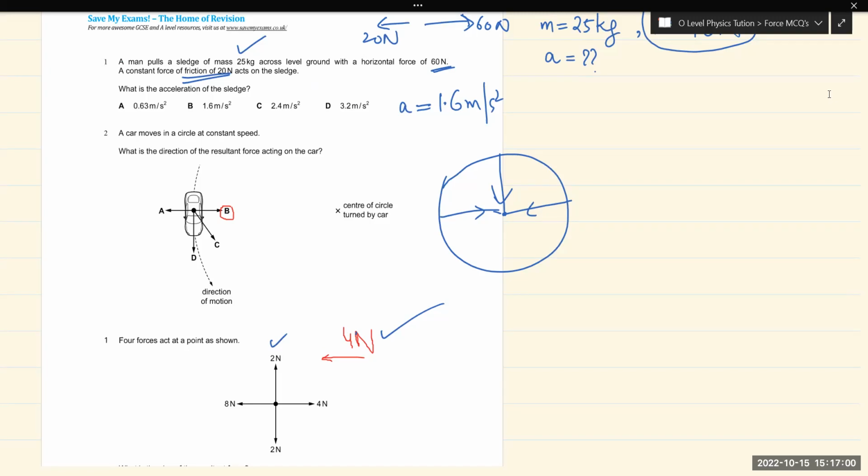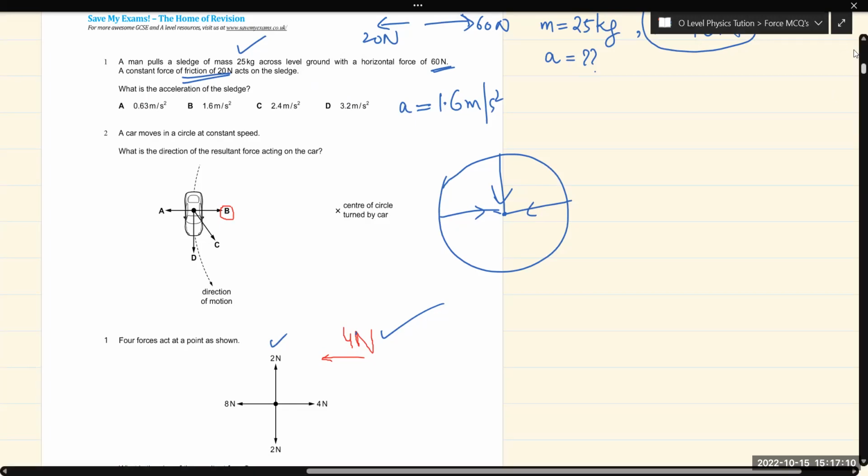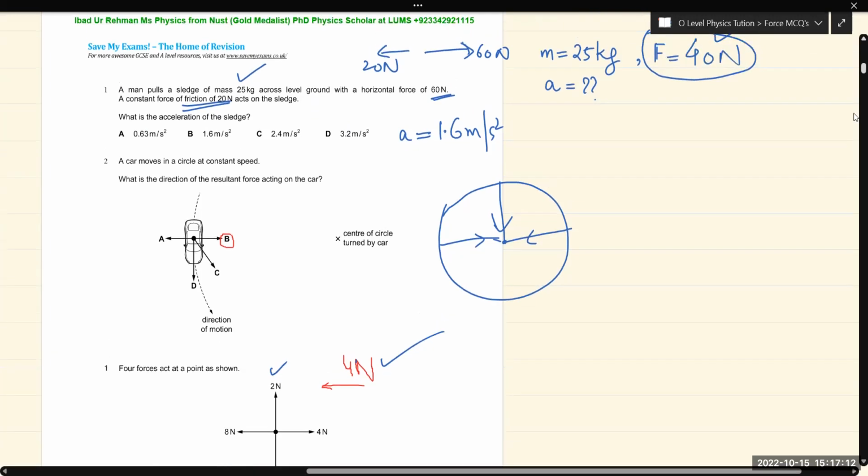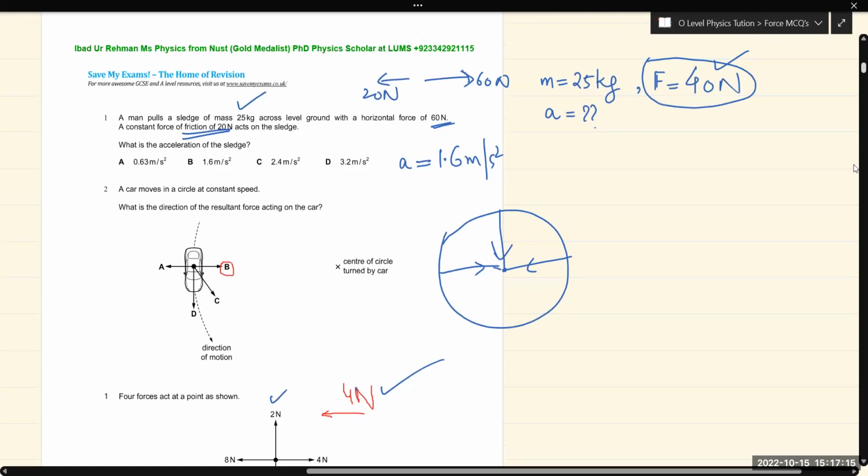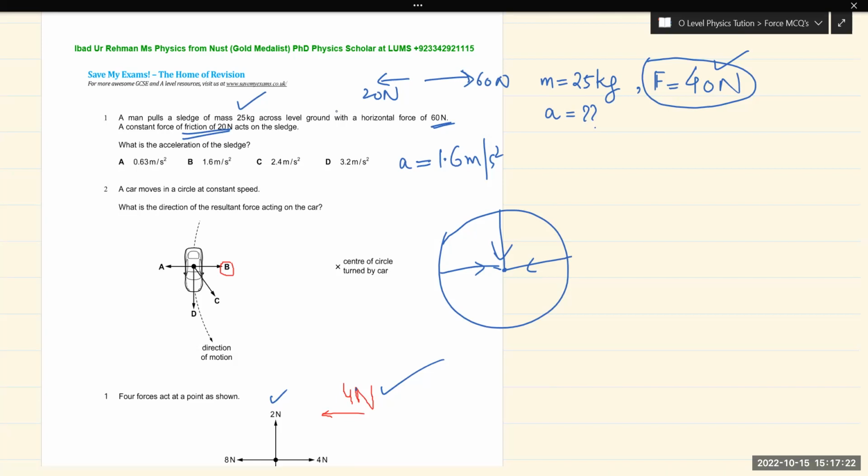So a constant force of friction of 20 Newton acts on the sack. What is the acceleration of the sack? So let's figure it out. We have a 60 Newton horizontal force along this direction and 20 Newton force along this direction, which is a friction force, or a constant frictional force. And we are interested in the acceleration of the sack.